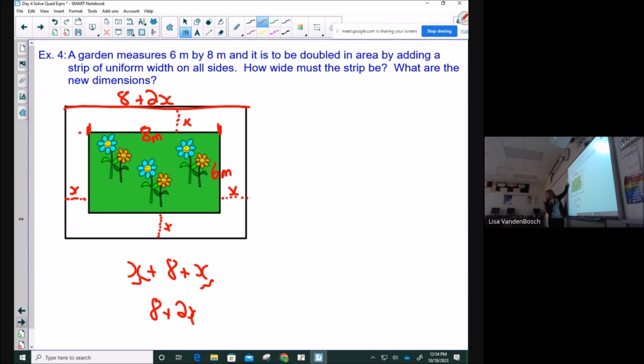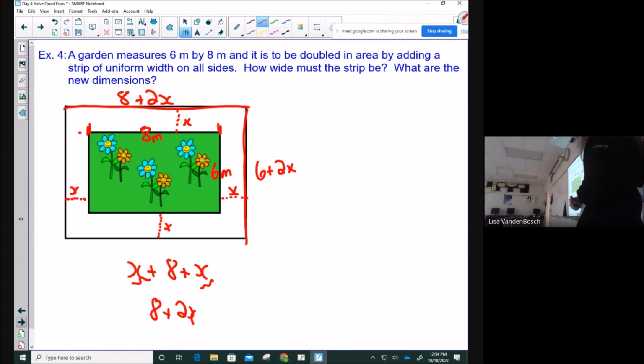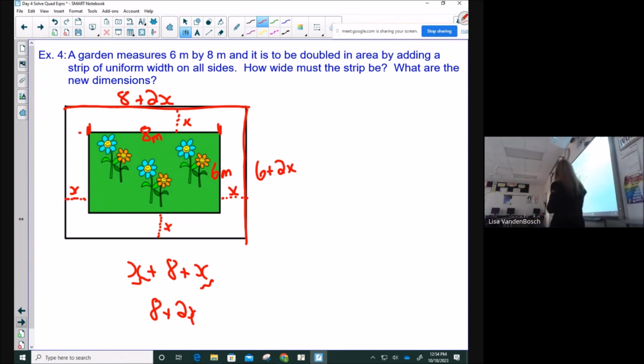Everyone good? So what is my width going to be then? Yep, from here to here is 6 plus an x plus an x, so 6 plus 2x. Okay, and it says that we are going to double the area. Well, what was my original area in here? 48, so what would double that be? 96. Okay. A formula for area of a rectangle?